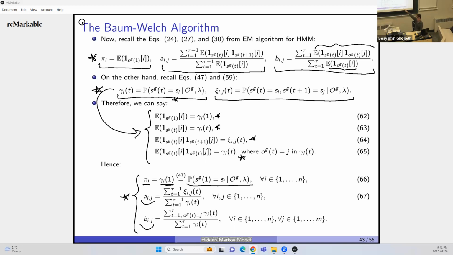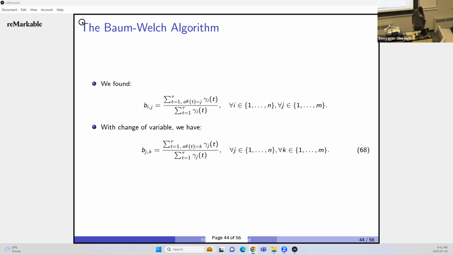These were the equations that I could find on the internet. You can see how hard it was for me to do all of the optimization steps to find out how people found these equations, right? Okay, so we found this bij with a change of variable. These are dummy variables, right? i and j, I can write as j and k.